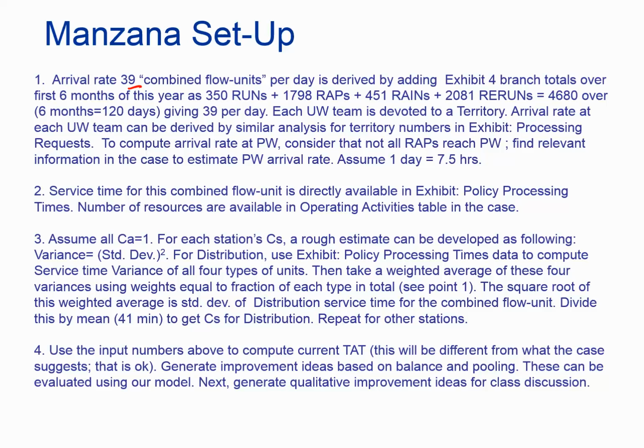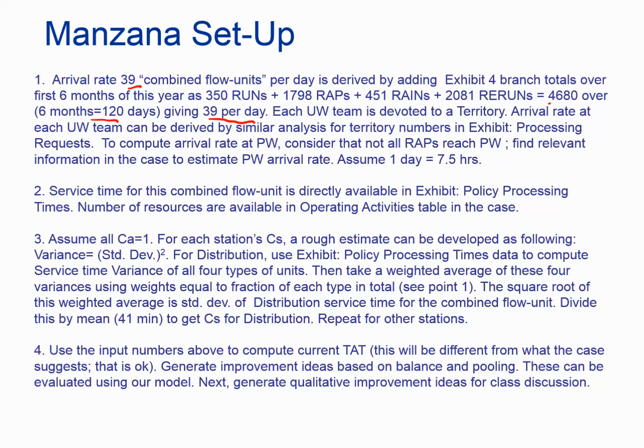So what I've done is taken numbers from there, total across all regions, and added them up here, and then made some assumption about the number of days in a month to give me a total of 39 per day that I have been using on the previous page.